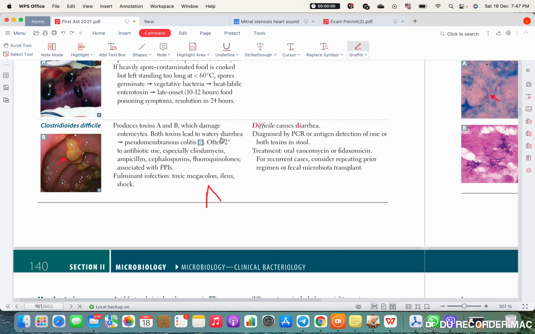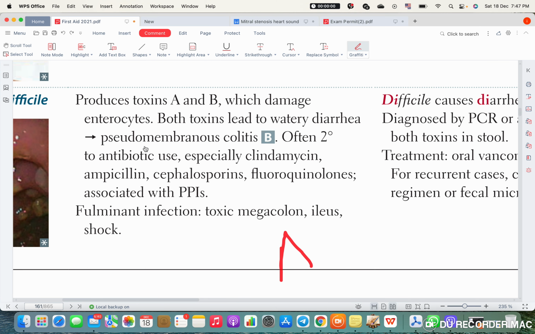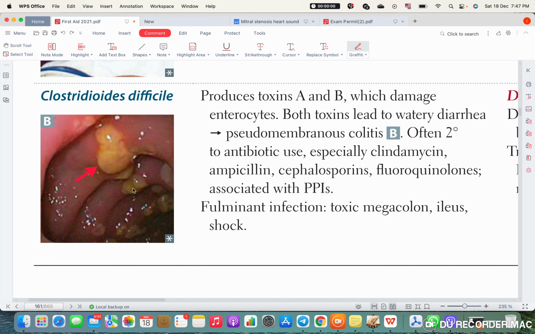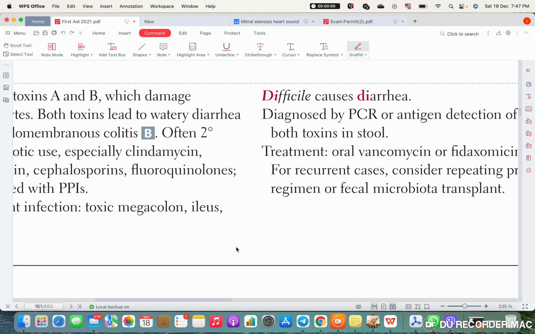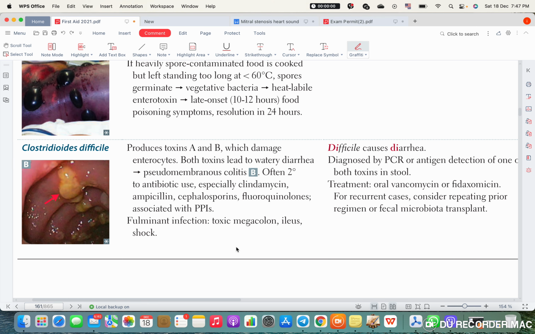Both toxins lead to watery diarrhea, and they can lead to formation of a pseudomembranous colitis, which has this shape. I will show you a couple of pictures of it in a moment. It's often secondary to antibiotic use. You must know the antibiotics that cause it, including clindamycin and ampicillin. What is the most common cause of antibiotic-induced Clostridium difficile?